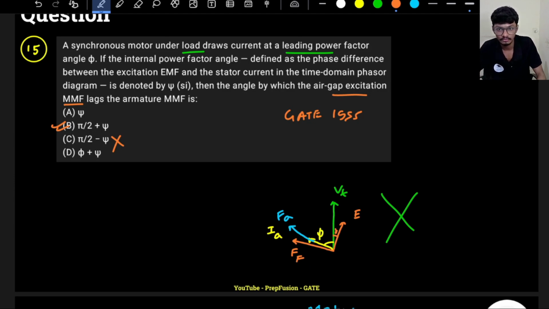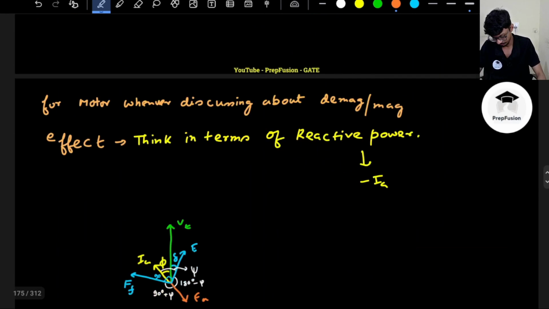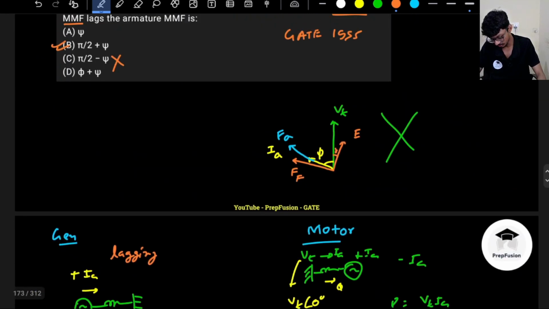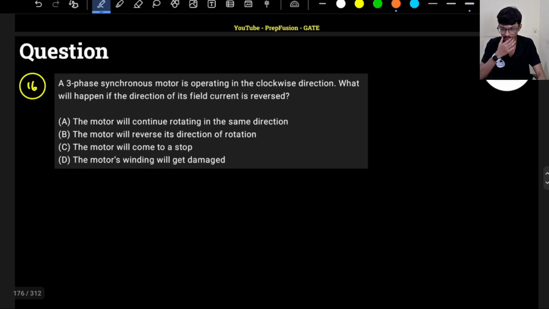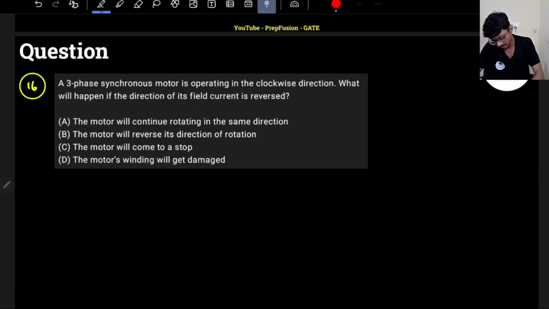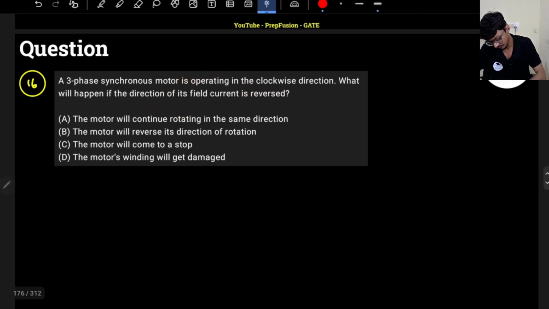Now let's solve the next question. 90 plus xi, they have written 90 also as pi by 2, they have just converted into radians. Here they are asking, a three-phase synchronous motor is operating in the clockwise direction. What will happen if the direction of the field current is reversed? If I reverse the direction of the field current, what will happen?